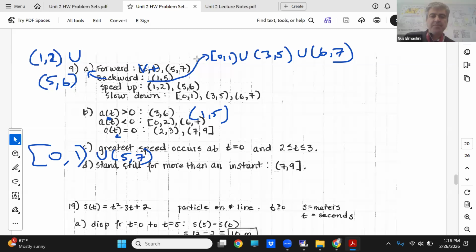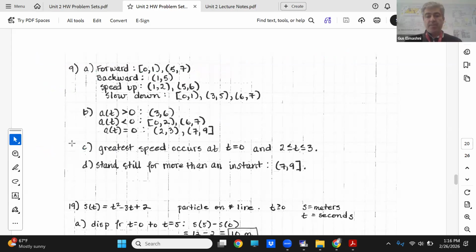Yep, there we go. So hopefully that makes sense, the way I analyze that graph. And then the acceleration is positive when the slopes are positive, so 3 to 6. Also, the acceleration is negative when the slopes are negative, so 0 to 2 and 6 to 7. And then acceleration is zero when you're flat, 2 to 3 and 7 to 9.